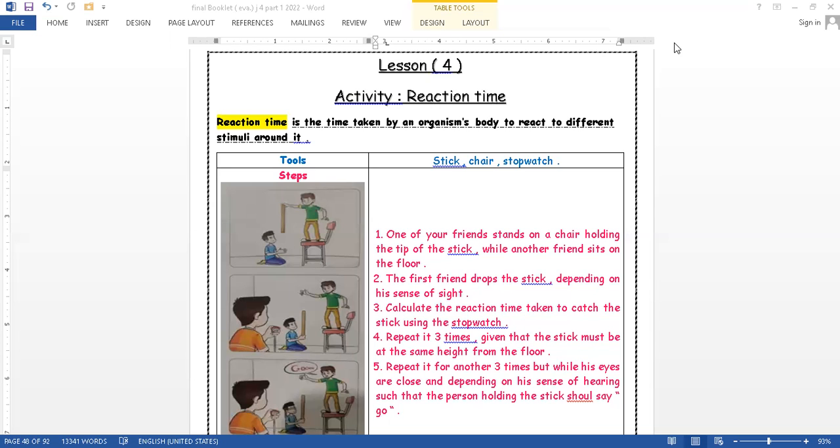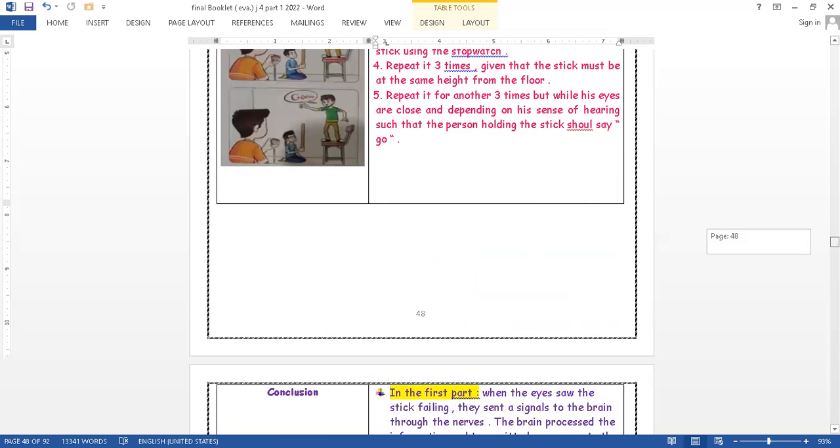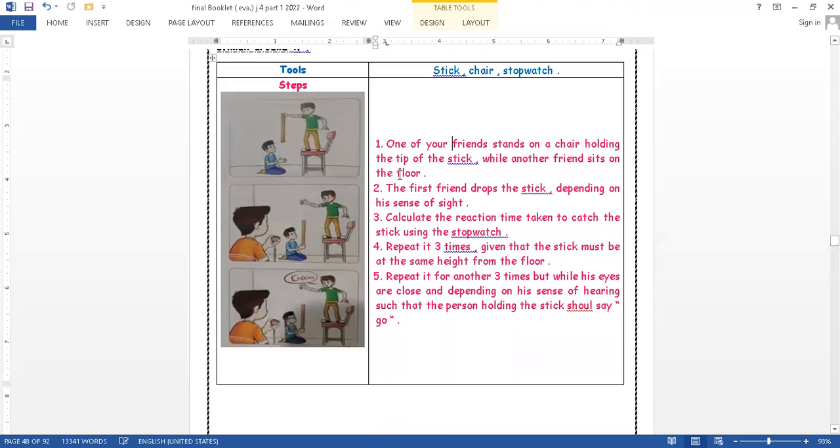The third friend also records the time taken by the second one to catch the stick, and they repeat this for several times, for example 3 times, to record the time taken each time. We will find in Junior 4 that in the first part they depend on the sight sensory, but in the second part they depend on the hearing sensory.